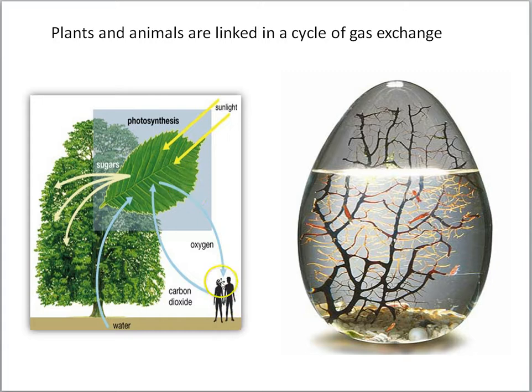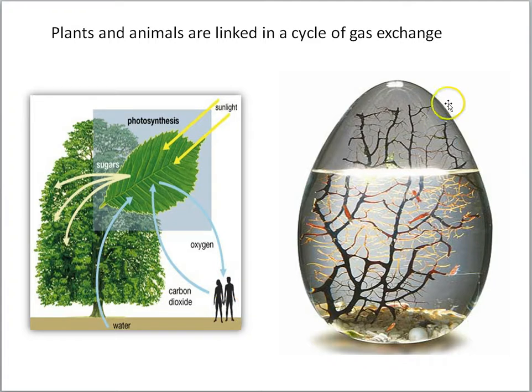So plants and animals are linked in this gas exchange. Plants are producing a gas that animals need. Animals, it turns out, will be exhaling carbon dioxide, and that's precisely one of the starting materials that plants need to do their chemistry.